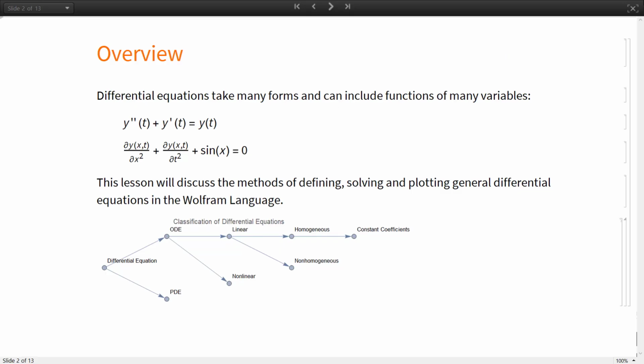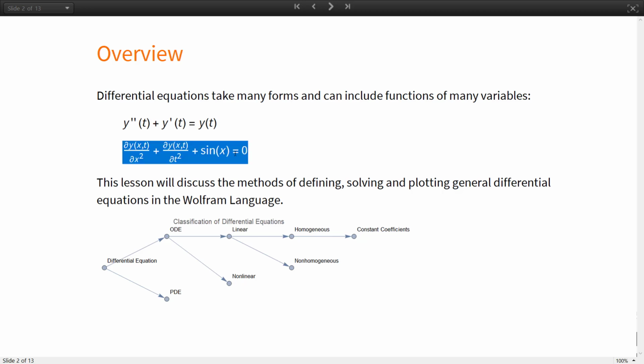Differential equations can take many forms and include functions of many variables. The first equation here is an instance where we have one dependent variable and one independent variable, while the second equation is an example of a differential equation where there are two independent variables, x and t. In this lesson, we will discuss the methods of defining, solving, and plotting general differential equations in the Wolfram Language.